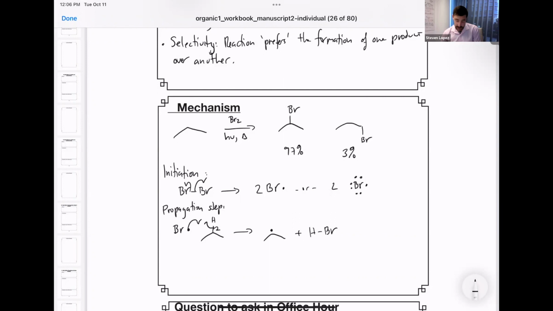And then in the termination step, the secondary radical reacts with another bromine radical. Remember, 2 were formed. This gives 2-bromopropane. The formation of 1-bromopropane is exactly the same mechanism, but instead of abstracting the hydrogen at the 2 position, you're abstracting the hydrogen at the 1 position.